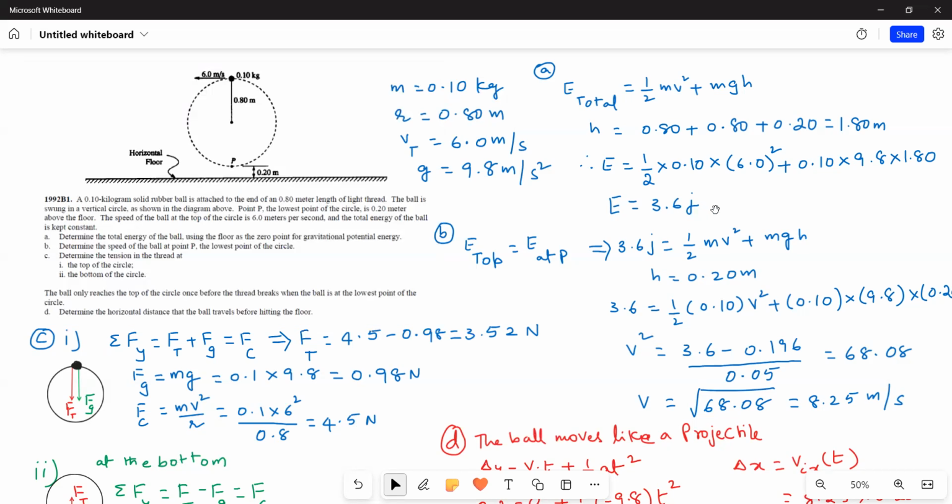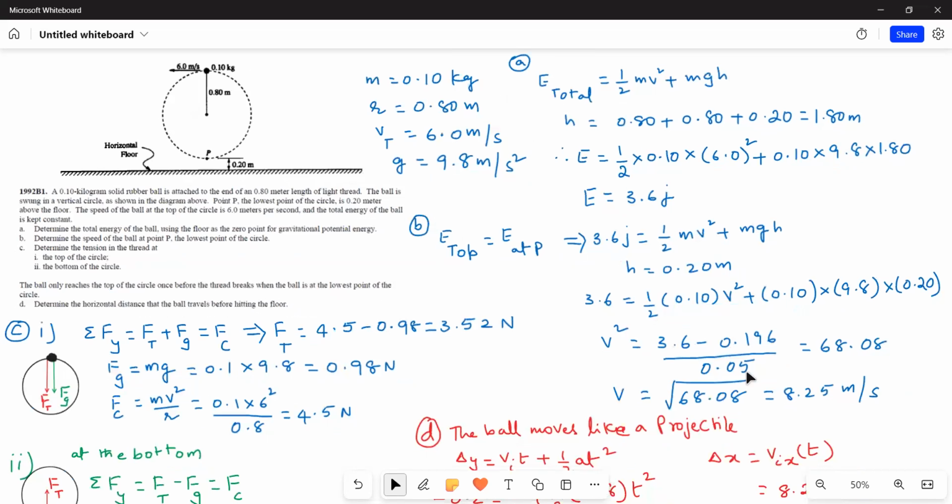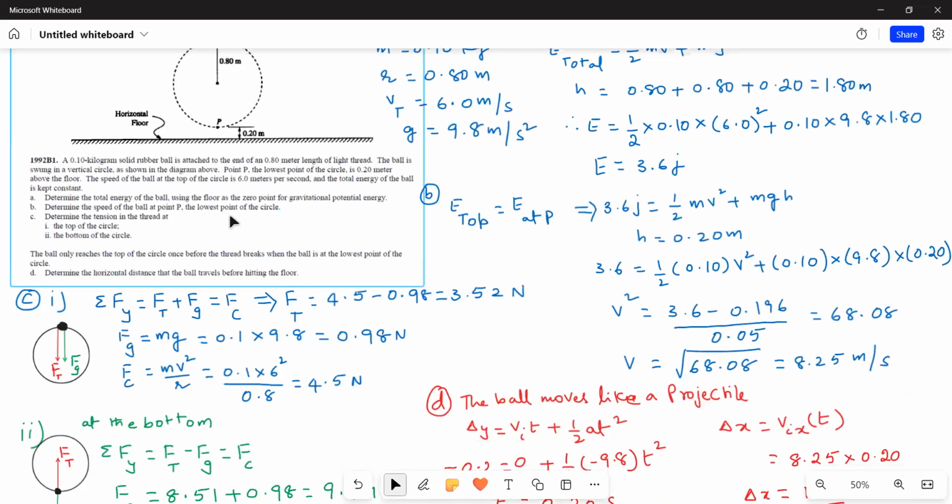Here we calculated the energy at the top as 3.6 joules, which is equal to the kinetic energy plus potential energy at P. At P, the ball again has both kinetic and potential energy, so it is equal to half mv squared plus mgh. But h is equal to 0.2 meters, not 1.8 meters, because this is the lowest point. This point is only 0.2 meters above the ground. Plugging in that value, we can calculate the velocity as 8.25 meters per second. This is the answer for the B bit.